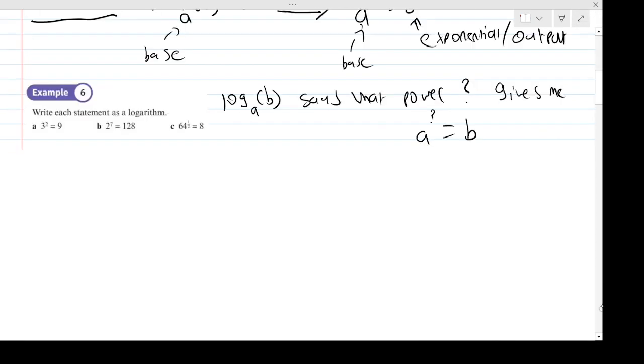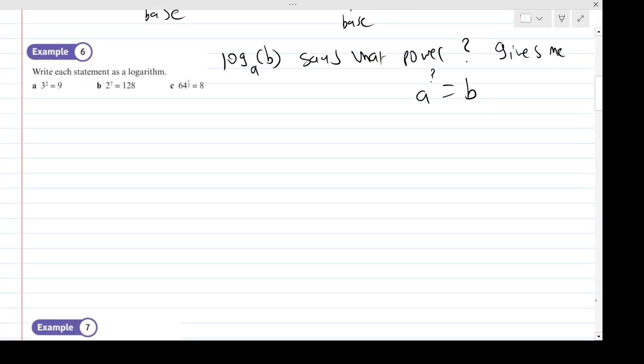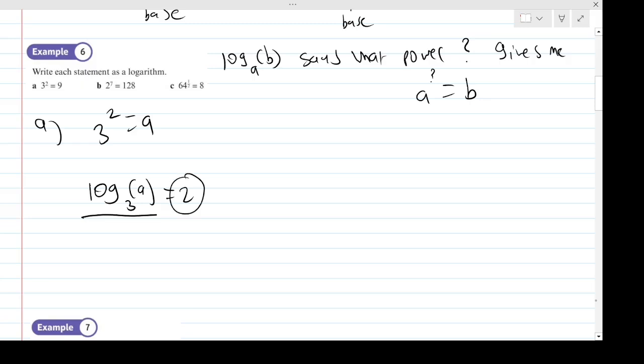So we're going to look at a bunch of examples now. We firstly need to write each statement as a logarithm. We have 3 squared is 9, kind of what we just did. That's an exponential expression. As a logarithm, we take log with base 3 of the exponential, 9, and that should equal my power, which is 2. Make sure you confirm that on your calculator. If you put in log base 3 of 9, you should get 2 out from the calculator.